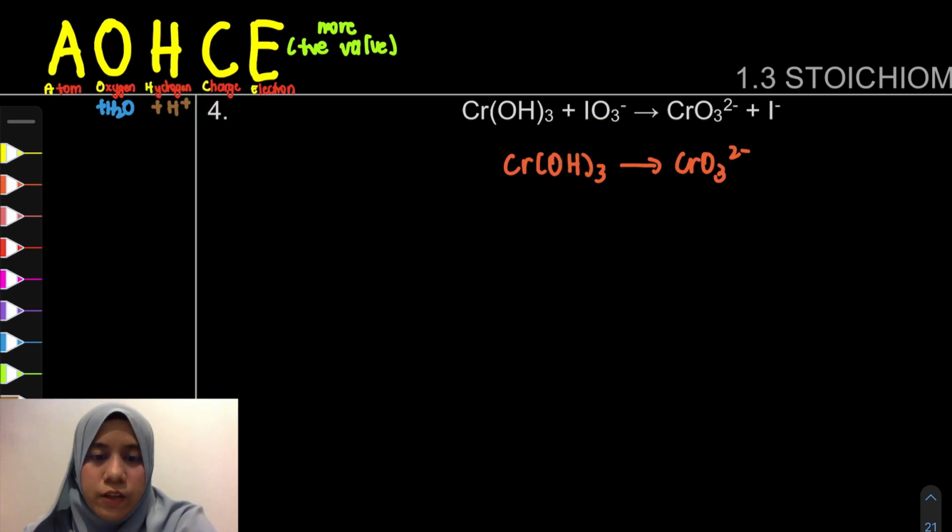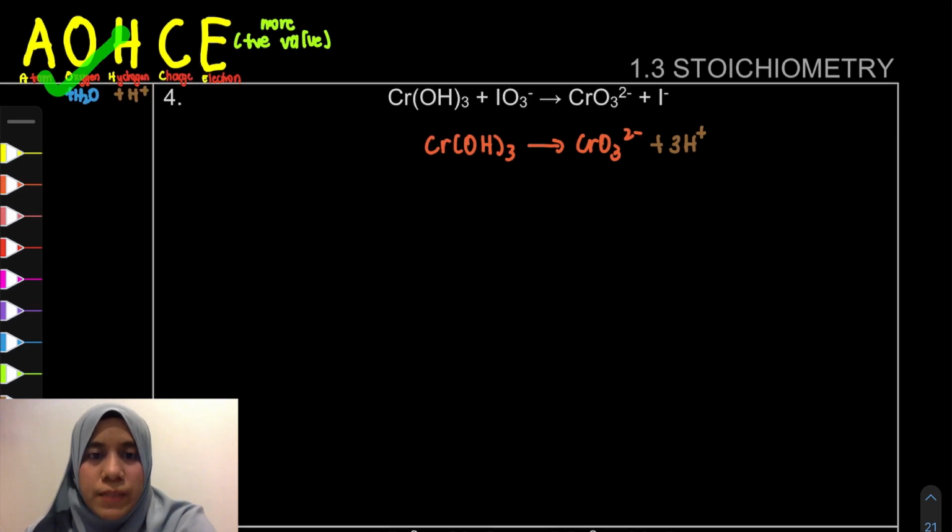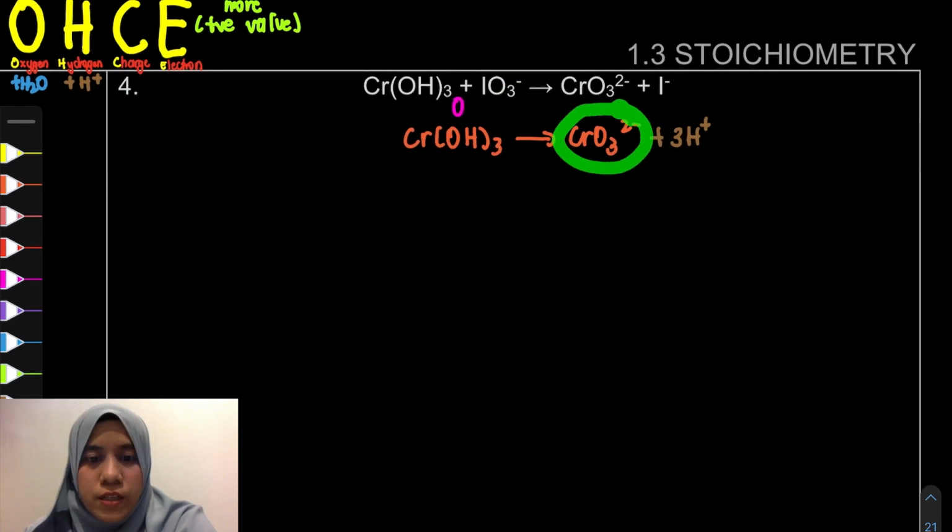Hydrogen ni kita tengok. Hydrogen is not balanced. So plus dengan H plus. But hydrogen is 3. So we are going to add 3H plus. Okay. All the atoms is balanced. Now calculate the charge. Here is 0. Here is negative 2. Here is positive 3. Negative 2 plus 3. So jadi berapa?